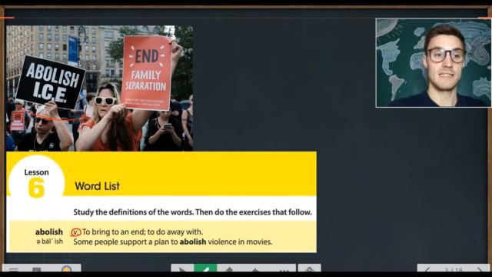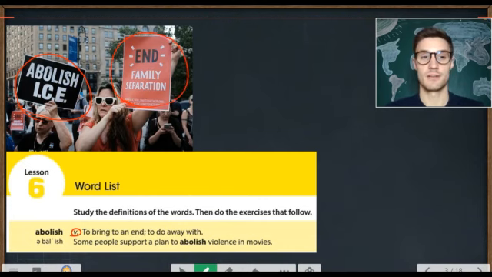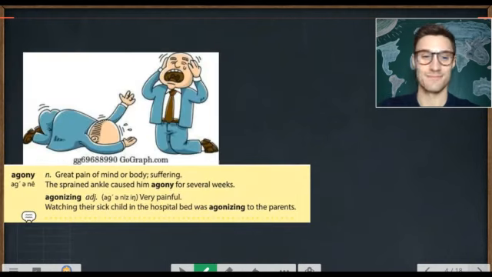So here we can see these people want them to abolish ICE. End family separation. Now this is something in America. They want a kind of system to be abolished, to bring it to an end, to do away with it. Some people support a plan to abolish violence in movies. Please don't. I like war movies, action movies.